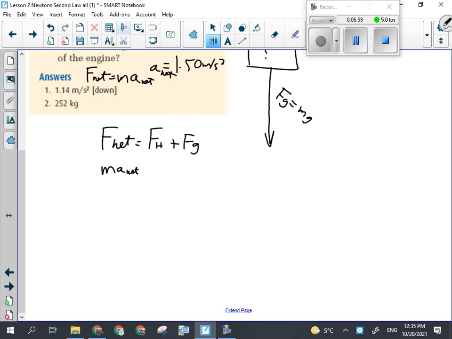Mass times the net acceleration is my net force. Okay? For this force, the mass times the acceleration the hoist could produce by itself will give me the force of the hoist. I already know that number, but that's how I would calculate it. Okay? Plus the force of gravity.